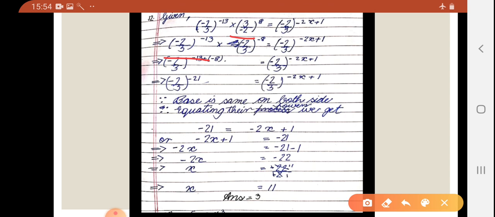And minus 2 upon 3 to the power minus 2x plus 1. Now again the base has come same on both sides, so the powers will be added, and here we can write minus 2 upon 3 to the power minus 21 equals minus 2 upon 3 to the power minus 2x plus 1. Now again the base is same, so the powers will be equal on both sides, so we can write minus 21 equals minus 2x plus 1. When we solve it, x is equal to 11. The answer will be x is equal to 11.